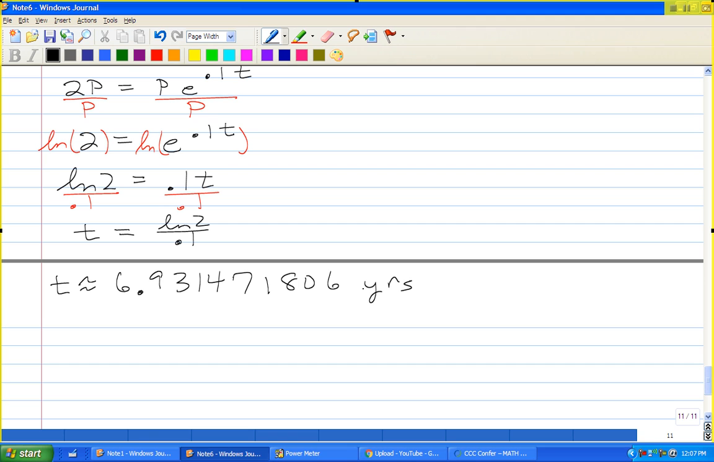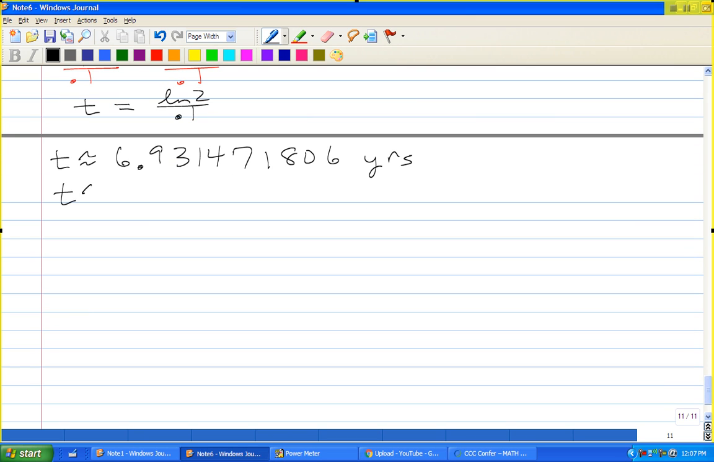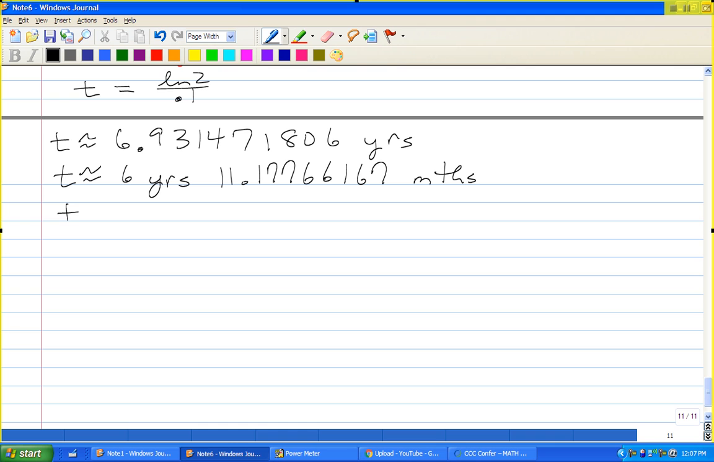6.931471806 years, which is approximately 6 years and 0.931471806 years. Multiply that by 12, since there are 12 months in a year: 11.177666167 months. And so t is equal to approximately 6 years and, let's say, 11 months.